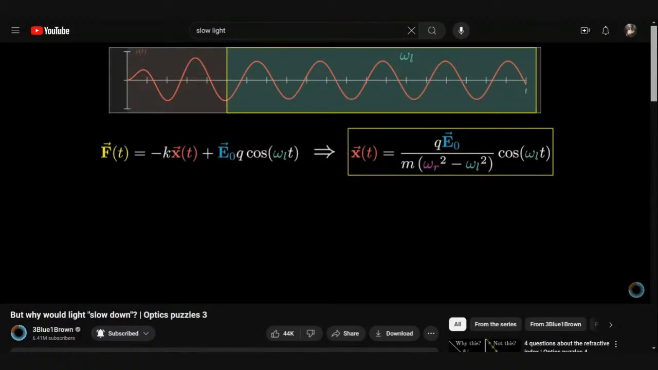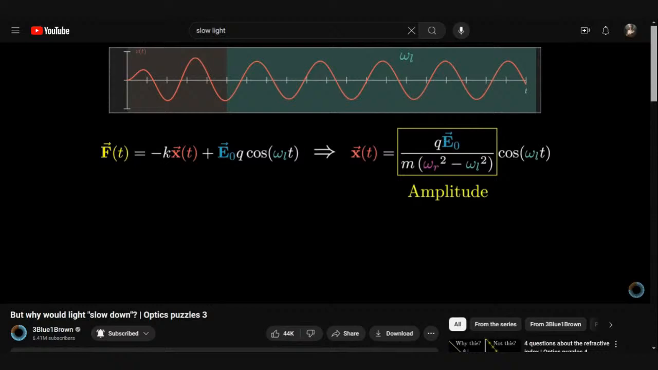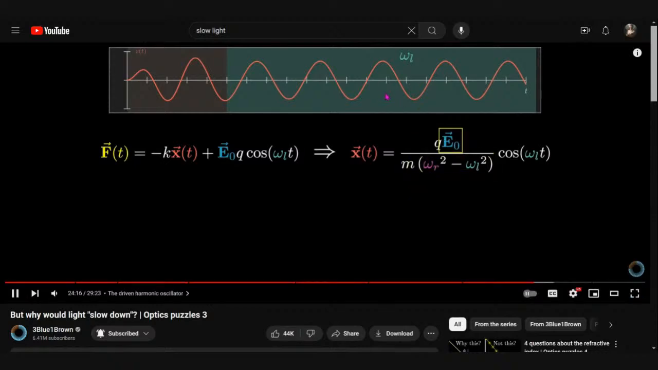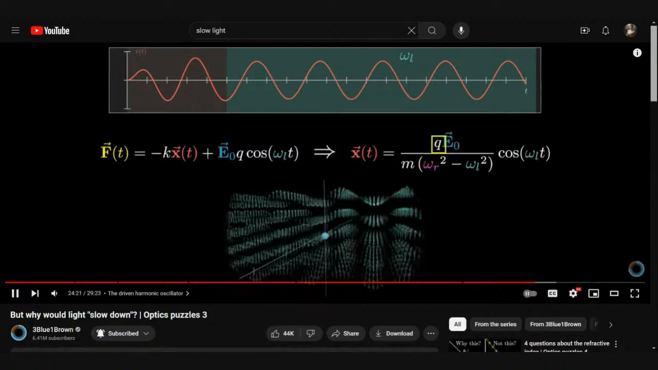A full descriptive solution would be notably more complicated. As I said, everything interesting here comes down to the amplitude, which here looks like a large collection of constants, most of which should be pretty intuitive if you take a moment to think about it. For example, it is proportional to the strength of that incoming light wave, so the stronger the light, the more the oscillations. It's also proportional to the charge, which again makes sense.